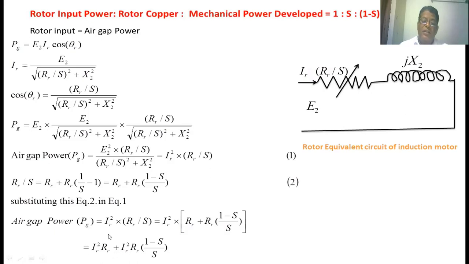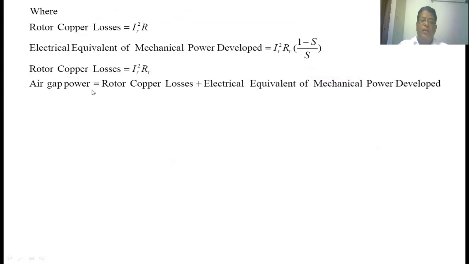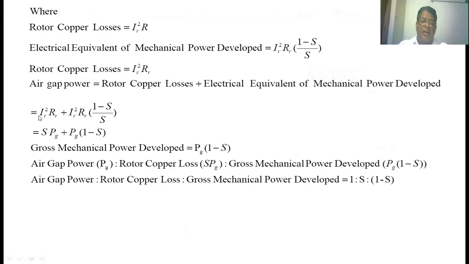This quantity is nothing but the rotor copper loss. This quantity is nothing but the electrical equivalent of the mechanical power developed in an induction motor. Now the air gap power equal to rotor copper loss plus electrical equivalent of the mechanical power developed in an induction motor. Simply we are calling it the mechanical power developed in an induction motor. In place of rotor copper loss, we are taking IR square into RR, plus in place of mechanical power developed, we have taken IR square into RR into (1 minus S) by S.